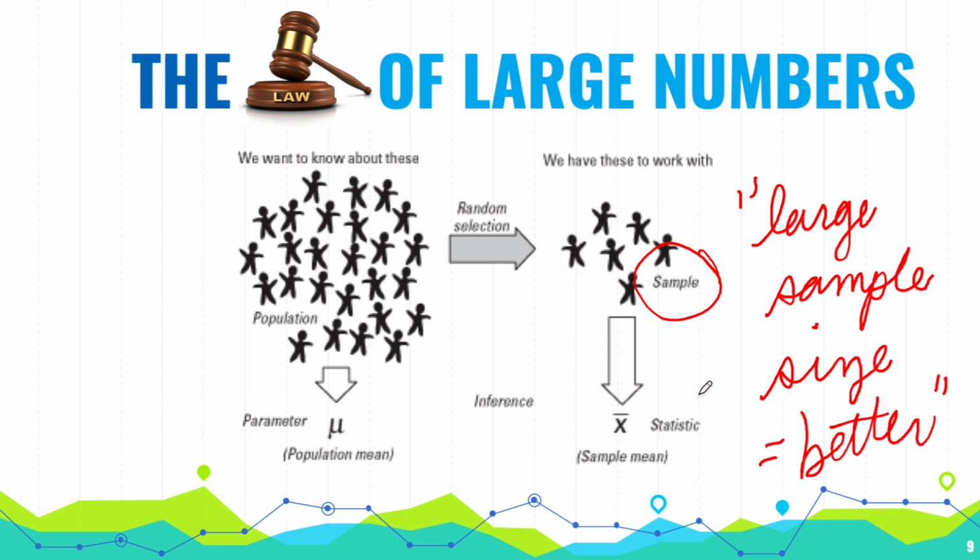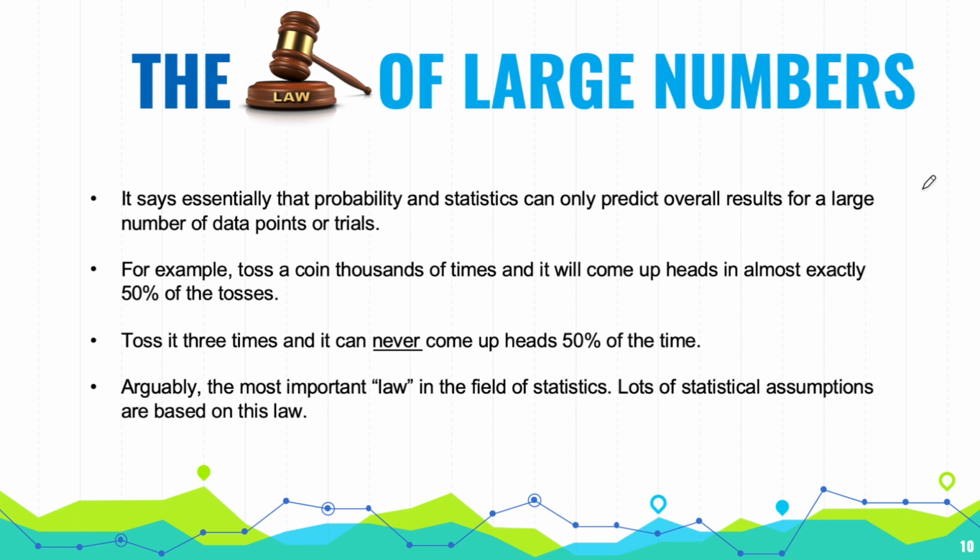The law of large numbers essentially says that probability and statistics can only predict overall results for a large number of data points or trials. And we know that this is true if we only sample 2 or 3 members of the entire United States population. We're not going to have a really strong idea of what's happening in the entire population. We want to take big samples to understand big patterns.